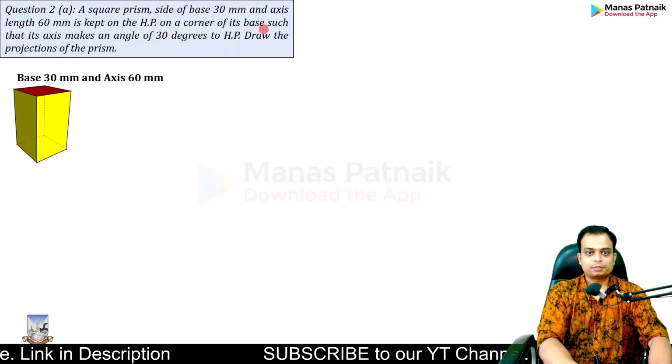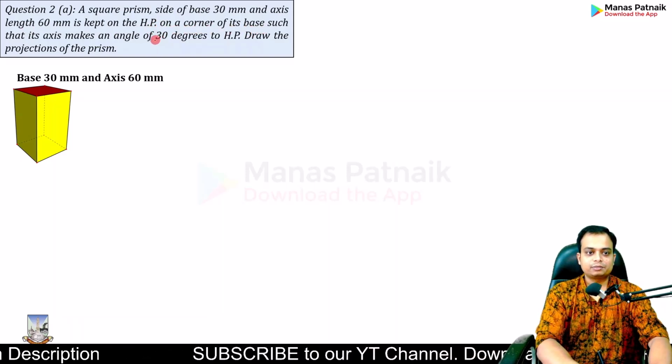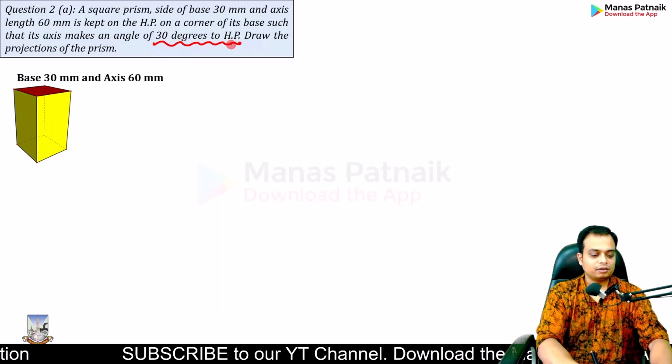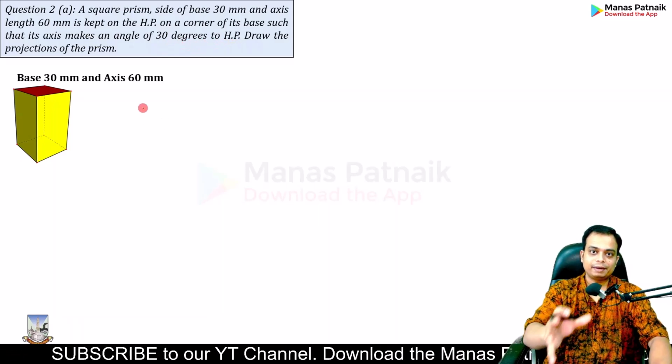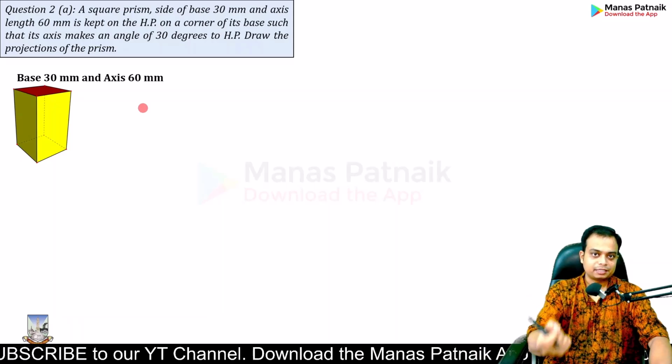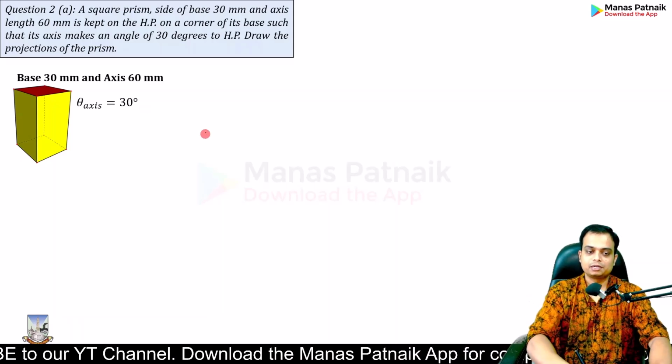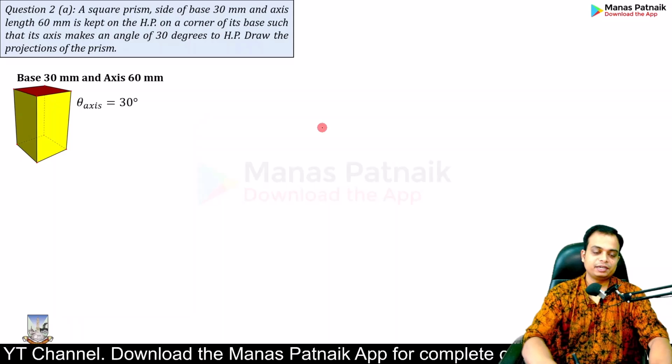Resting on a corner on the HP, such that the axis makes a 30 degree angle with the horizontal plane. So theta, any angle made with the HP, is represented by theta. So theta axis is equal to 30 degrees. These are all the data which have been given to us.